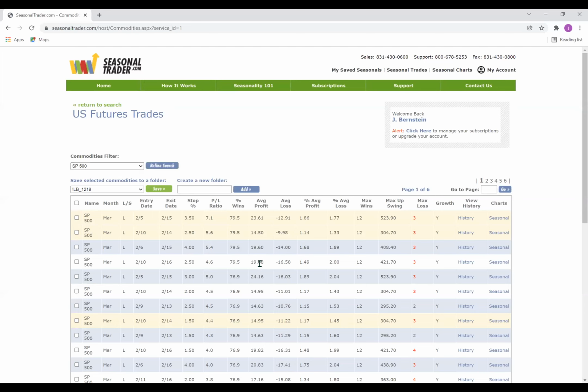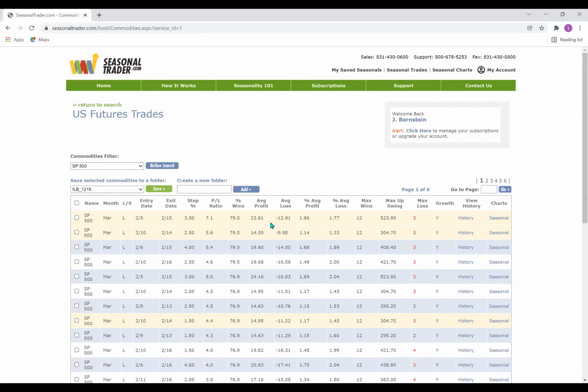The computer says buying the S&P 500 at the end of day February the 5th, getting out February the 15th, has been right almost 80% of the time for many years. If the trade comes on a date that's on the weekend, we take the trade at the end of the day on the next business day, which would mean buying at the end of the day today.